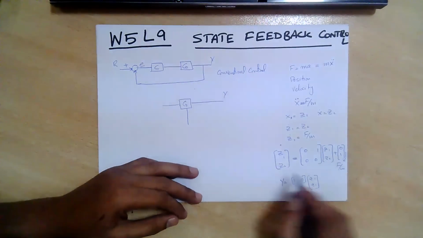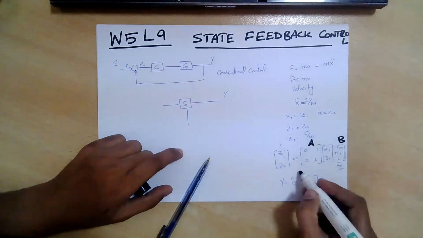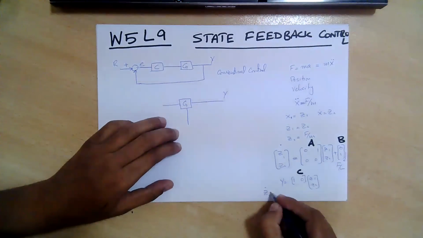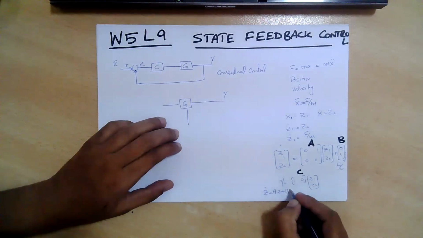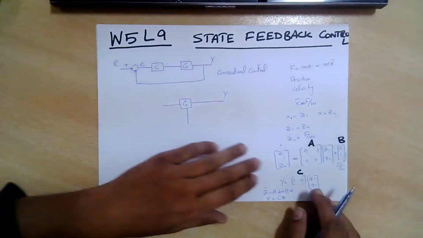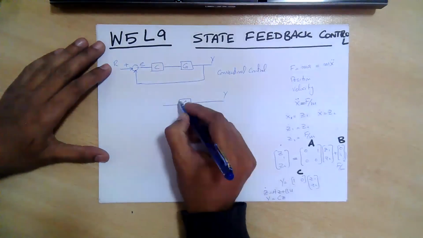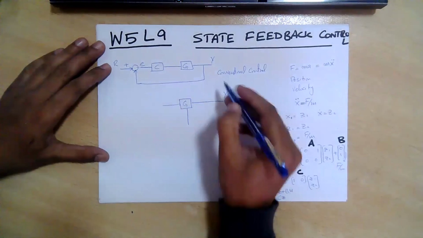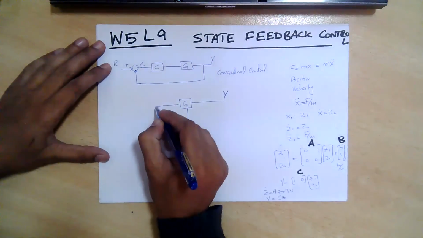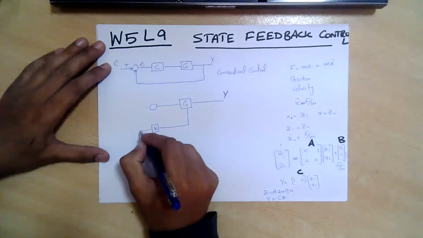So this is the A matrix, this is the B matrix, this is the C matrix. And my system is in the form z dot is equal to A z plus B u, y is equal to C z. And these are the system states: z1 and z2, position and velocity. So state feedback control is that we measure the states rather than measuring the output. We measure the states and we feed them back, and we multiply the states with some constant, and we close the loop.